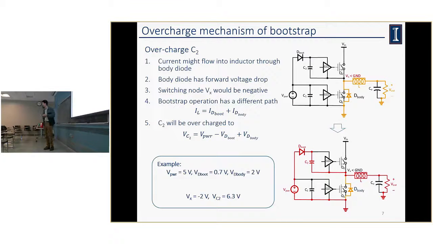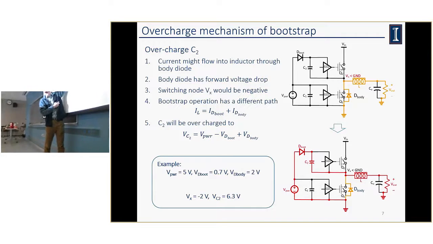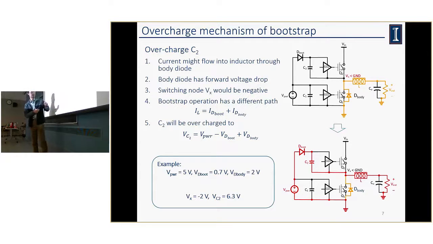Let's take a look at the very basic operation of a half bridge of a two-level buck converter. During the dead time, when both of the switches are off, the inductor current still needs to flow. The current path will be flowing from ground into the body diode of the low side switch, and then go to the switching node and to your load. So that means this body diode will conduct. Since I just mentioned that this body diode of GaN has a very large reverse voltage drop, this switching node can be 2 volts lower than the ground potential.